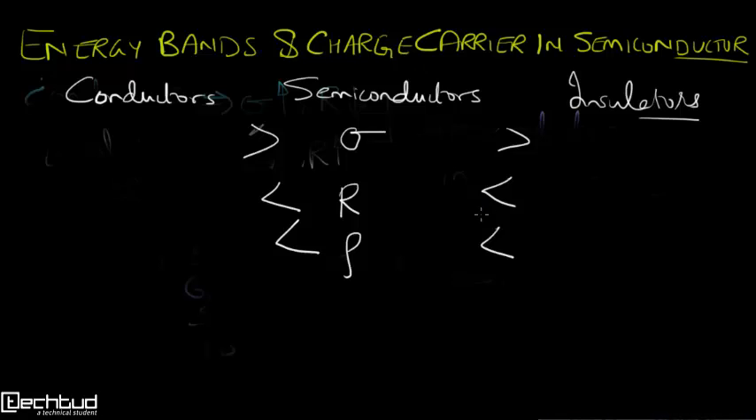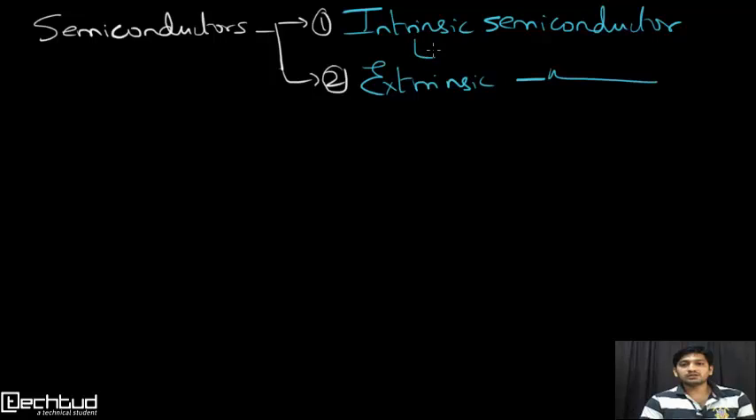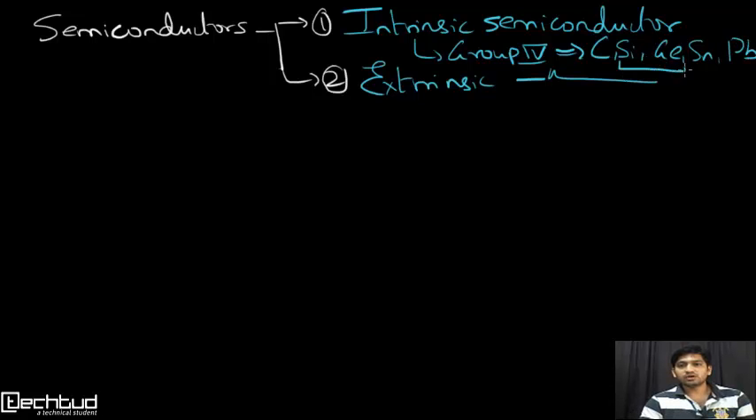Now semiconductors we split into two categories, the intrinsic semiconductors and the extrinsic semiconductors. Group 4 elements are the intrinsic semiconductors. The group 4 elements are carbon, silicon, germanium, tin, lead, right? Of these, silicon and germanium are used for our work. Generally we study semiconductor devices with silicon and germanium.